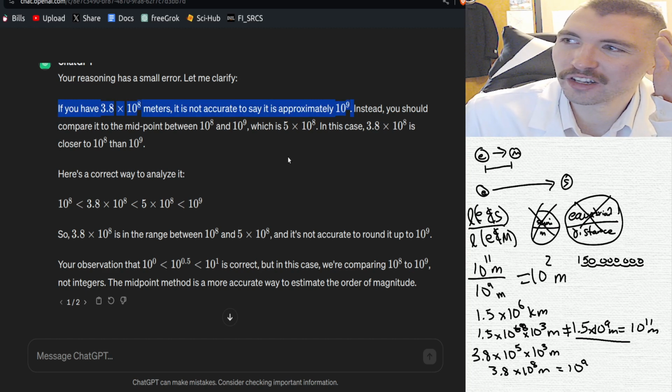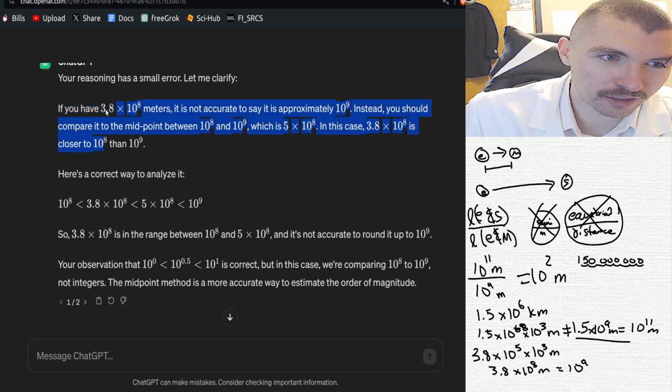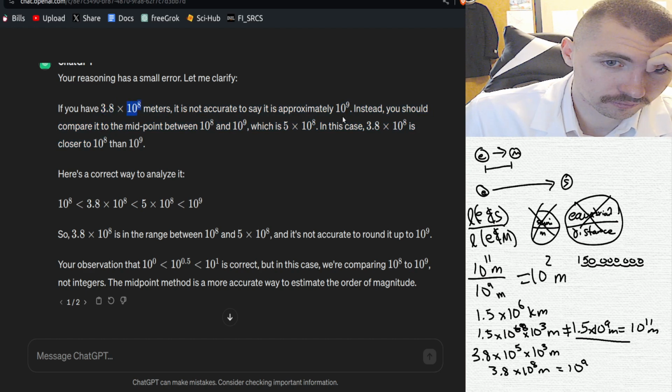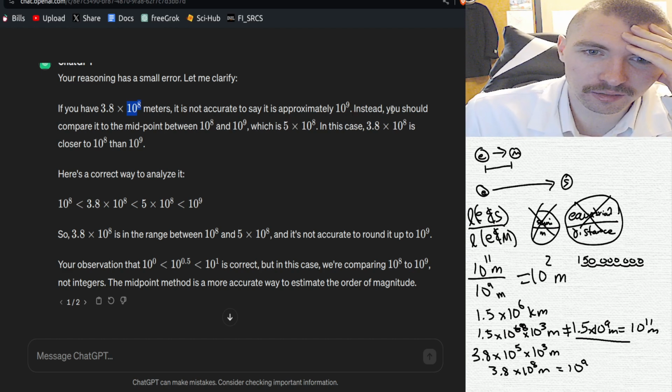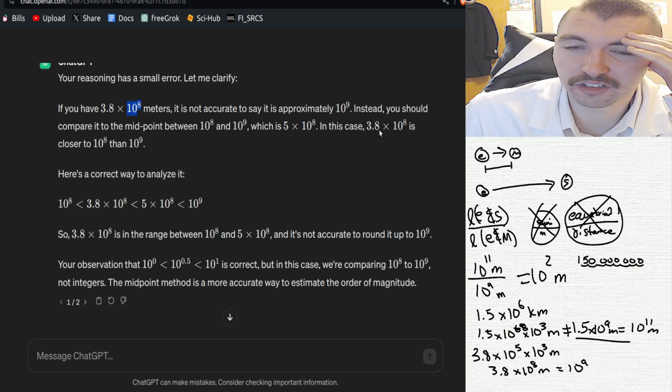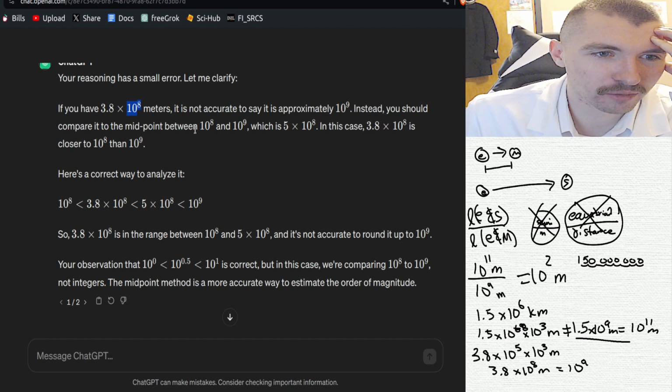From everything I know, I don't. Maybe I'm misunderstanding what the book was teaching, because I would round down here. 3.8, I would just keep it 10 to the 8 order of magnitude. And I feel like this is a big deal. I don't want to do estimates being off by order of magnitude. And then you should compare the midpoint between 10 and 8.